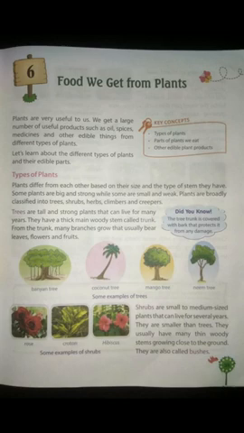Today I will discuss a new chapter for second unit, Food We Get from Plants. Lesson number 6. This one was already discussed in the last class. Okay, page number 59 and 60. So again I will repeat that one.